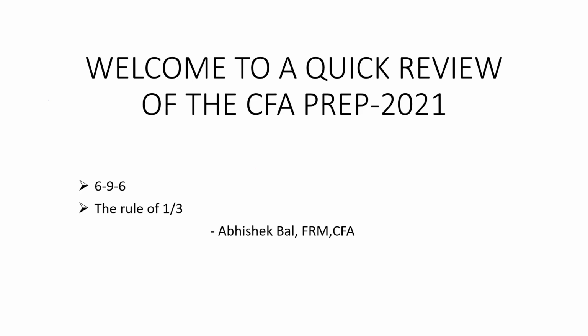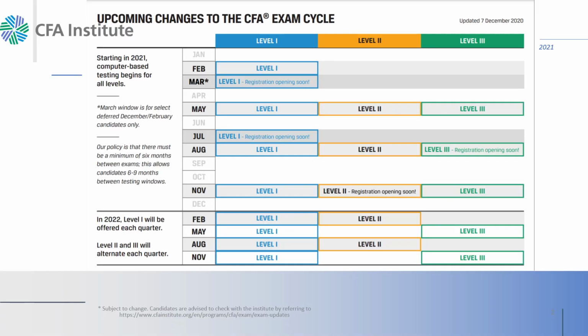So before we dive in, let's have a quick recap about what the things are. For all the candidates, this slide must be very, very familiar. In 2021, level 1 is actually going to be offered 6 times: February, March, July, August, November, and May. So effectively, on an average, it is safe to assume that every second month we have a level 1 exam, wherein the level 2 and the level 3 will be offered 3 times a year.